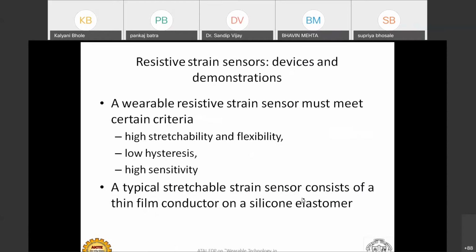This variable resistive strain sensor must meet certain criteria. It should have high stretchability and flexibility, low hysteresis, and high sensitivity. Now, what do we mean by high stretchability and flexibility? It should stretch as much as it can, and it should be flexible.